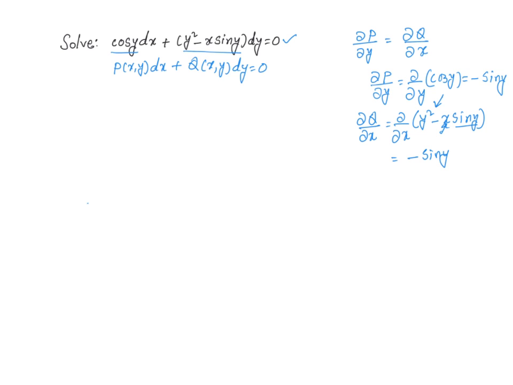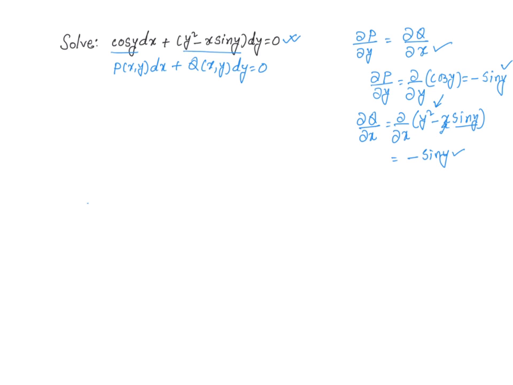Now that shows me that both of these partial derivatives are equal. In essence, this is equal to that. Del p over del y is equal to del q over del x. So this differential equation is an exact differential equation. Now we can easily find the solution to this.